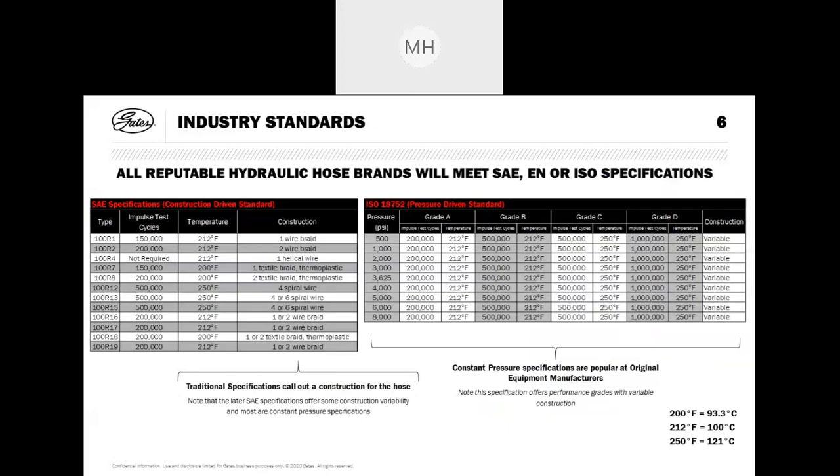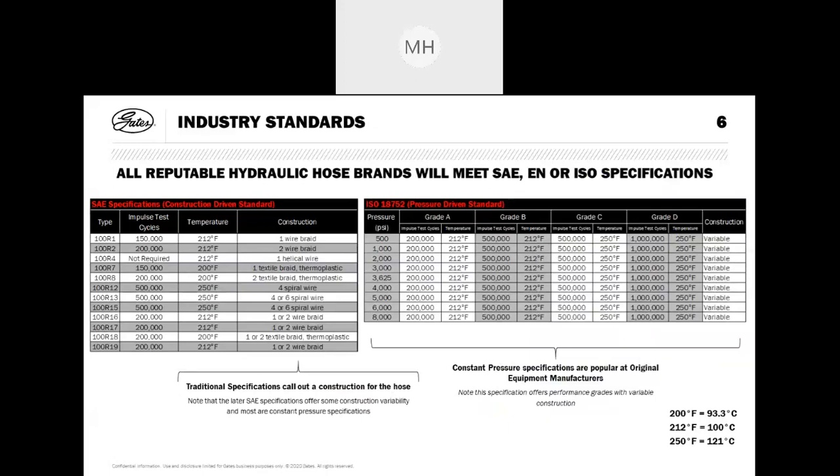Now, for the people who are not too good at converting Fahrenheit to Celsius, the bottom right-hand corner is just a bit of a table for what the different temperatures relate to, back to what we refer to locally here. So as you can see, as the different ranges of hose, an R2 hose is a 2-wire braid.